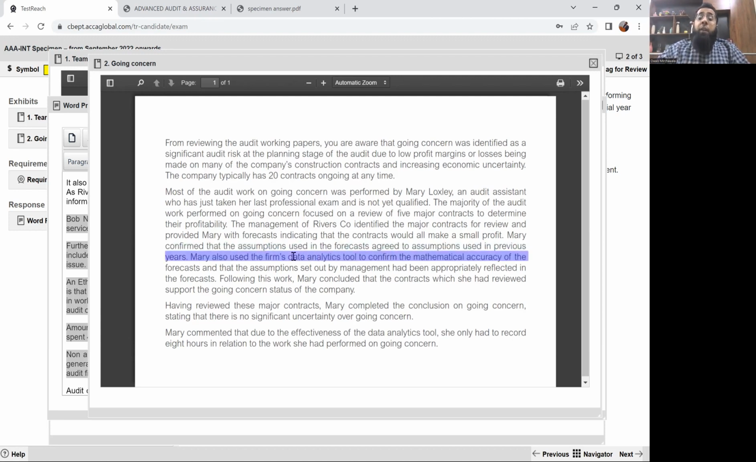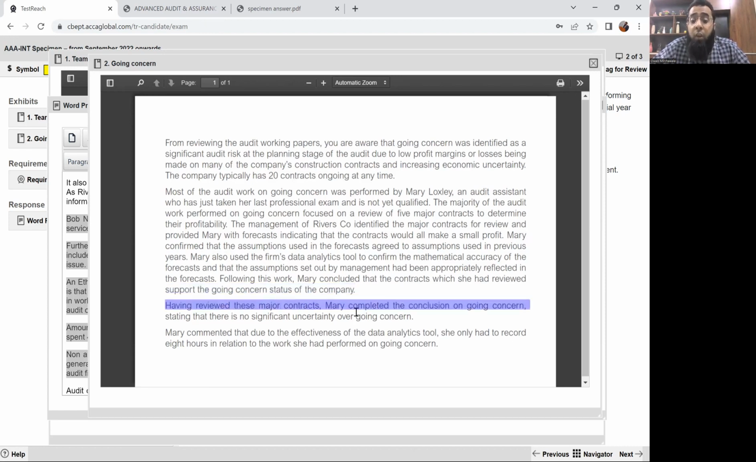Mary also used the firm's data analytics tools to confirm the arithmetical accuracy. So we identified this issue also, that data analytics tools are not just for arithmetical accuracy. You can perform some good sensitivity analysis also through data analytics. And that the assumptions set by the management had been appropriately reflected in the forecast. Following this work, Mary concluded that the contracts which she had reviewed support the going concern status.